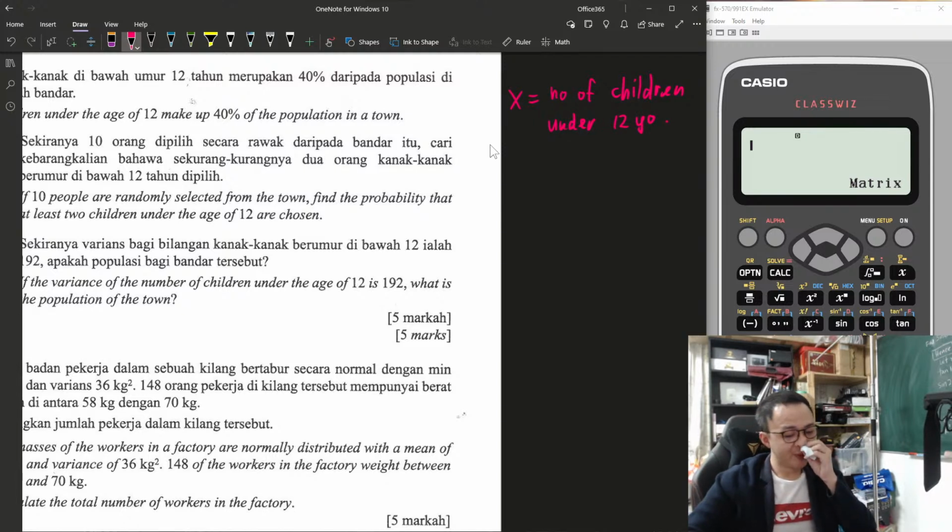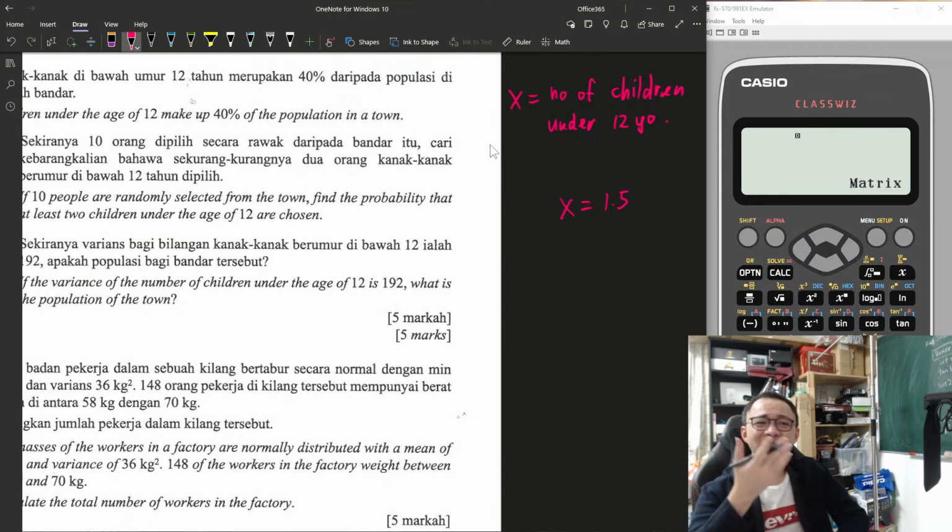Okay, because some students cannot decide whether this one is binomial or maybe a normal distribution. So what I always tell my students is, you ask yourself, is it possible to have a decimal for the x value or not? Let's say today I say x equals 1.5. Is it possible? You need to think, is it possible I have 1.5 children under 12 years old? It's not possible, right? So if not possible, then we call it a discrete random variable, which is binomial in this case.